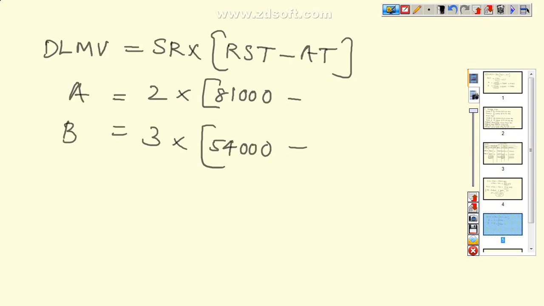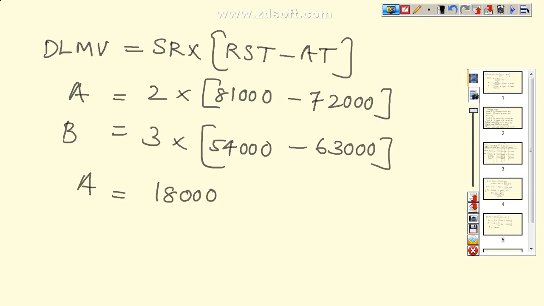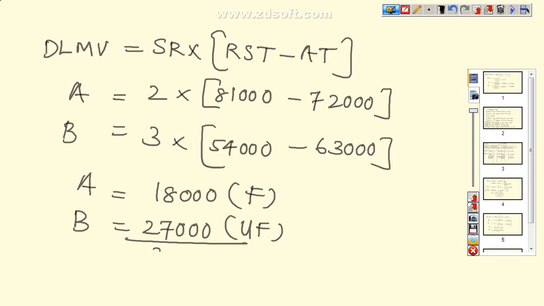So here we write 72,000, and in case of B grade worker it is 63,000. So the answer for A grade worker is 18,000. The answer is positive, so we write favorable. And in case of B grade worker, it is 27,000, that is a negative answer, so we write it here unfavorable. Final answer is 9,000 unfavorable.